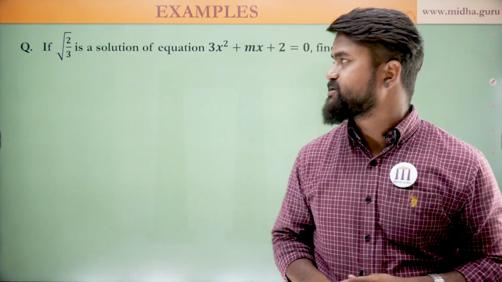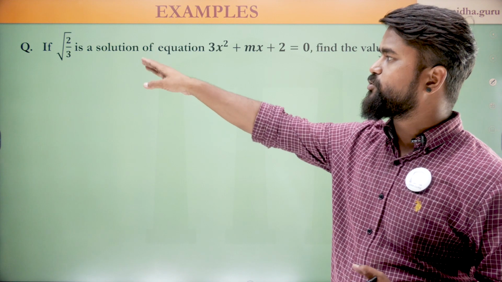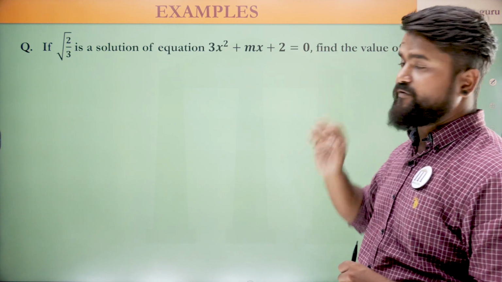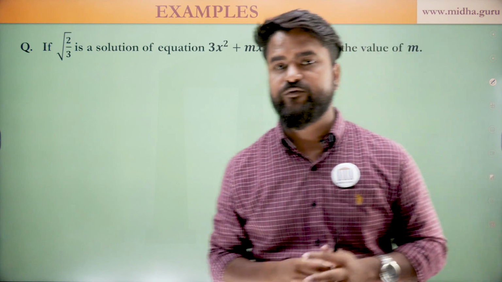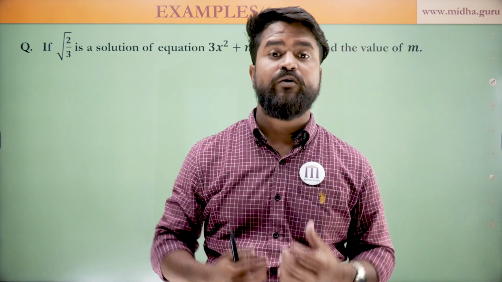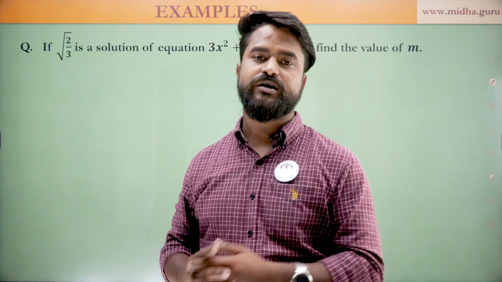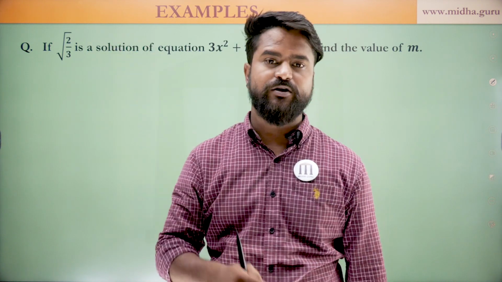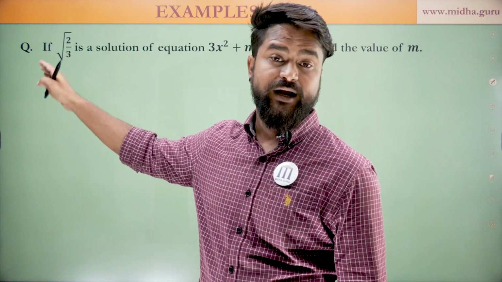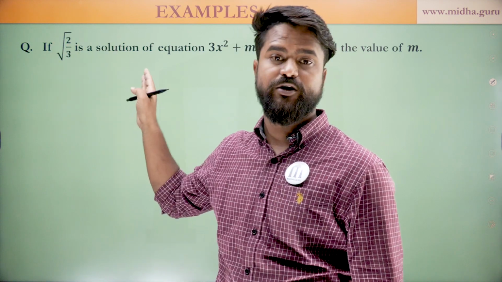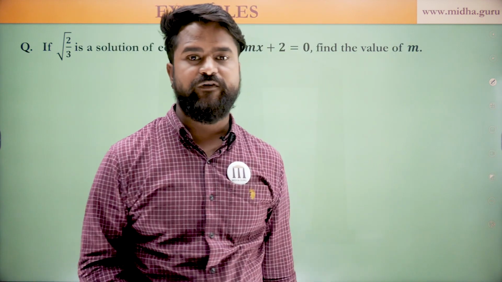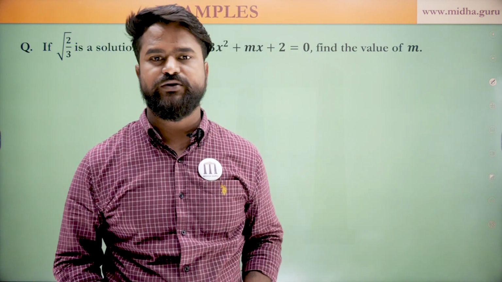Now the next question says, if root 2 by 3 is a solution for this equation, find the value of m. Before this, we were asked whether the given value was in fact a root or solution for the equation. However, this is turned upside down. It says that this is a solution. So it's not asking us to find out, it's telling us that this is a solution for the given equation. So based on that, we are supposed to find out the value of m. How do I go about this?